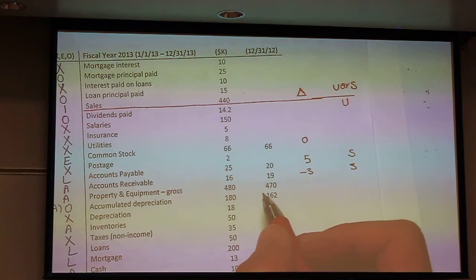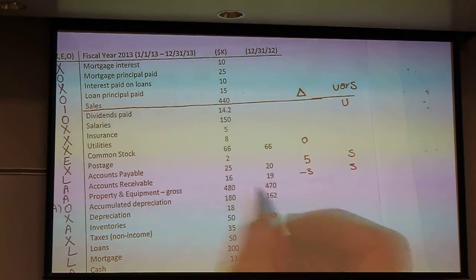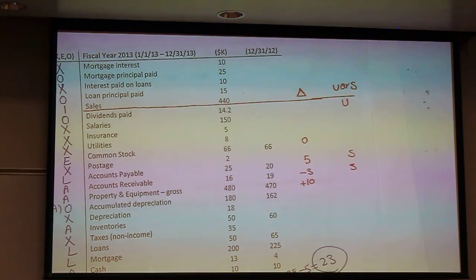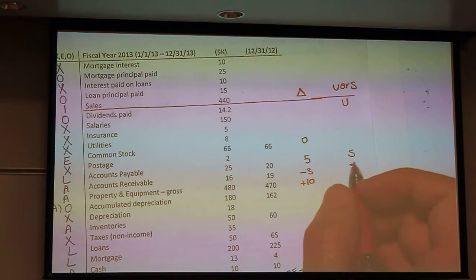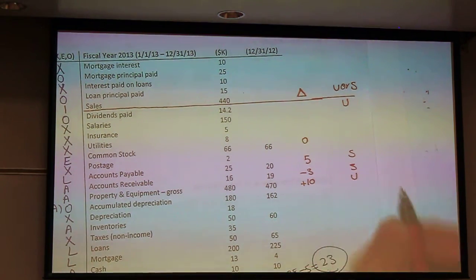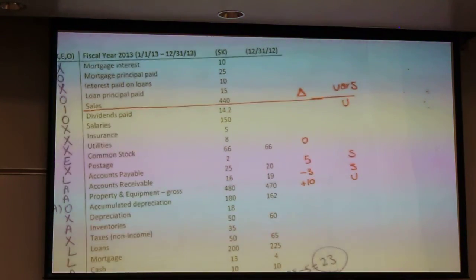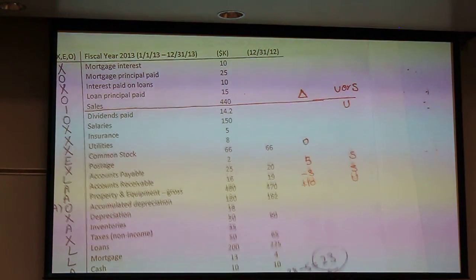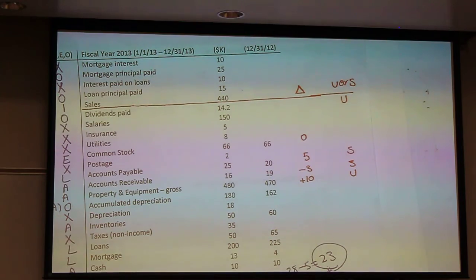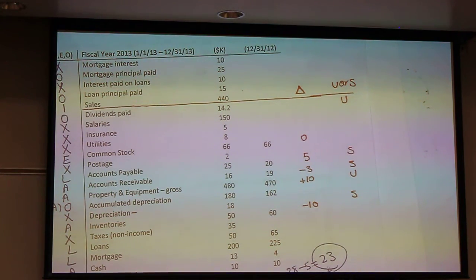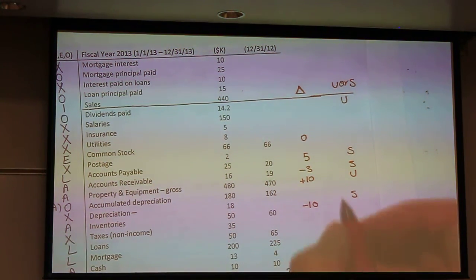The other one is, what's the other one? Property equipment, 480, 470, plus 10. Source or use? Use. Why? Because it's an asset, and increase in asset is use of fund, because you have paid to purchase. Okay. Next is depreciation. Depreciation is always a source of fund. Inventories, -10, decrease in asset, so it's a source of funds, right?